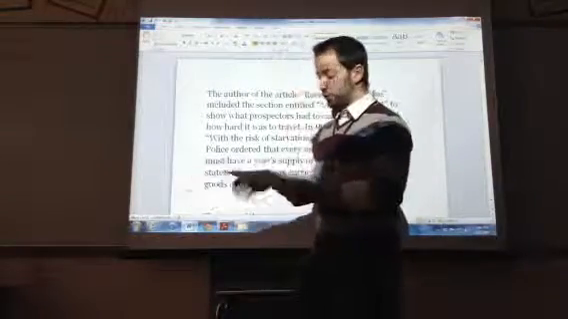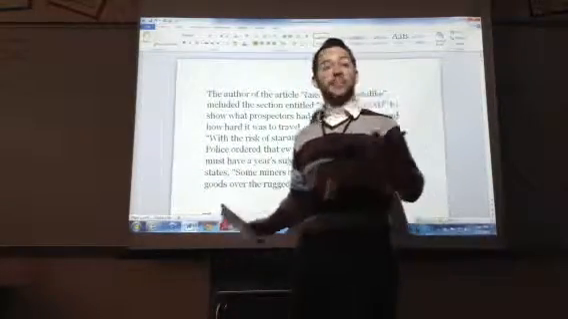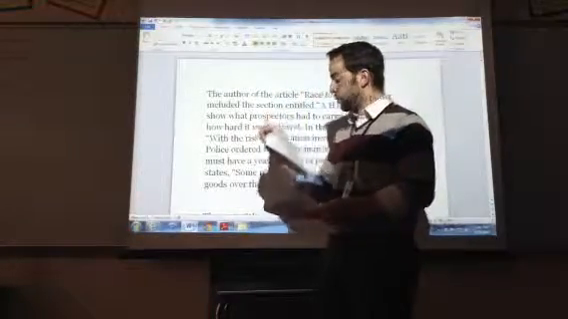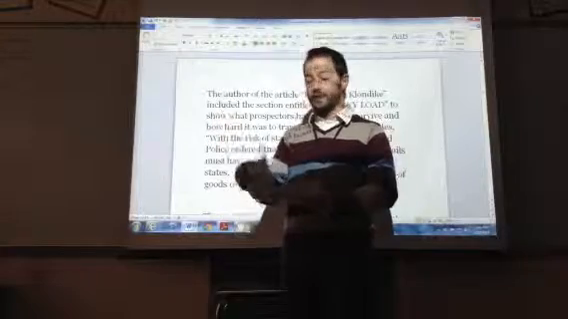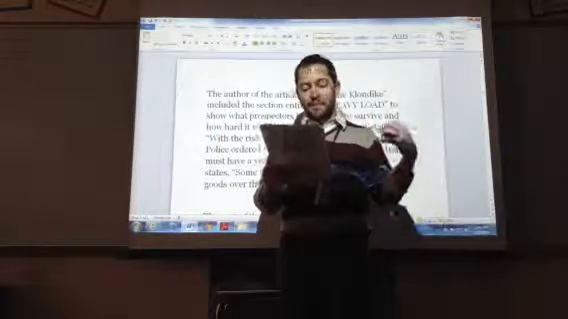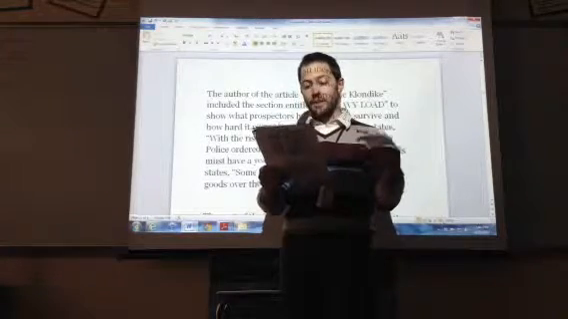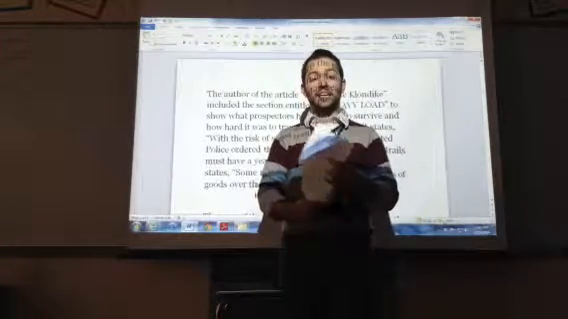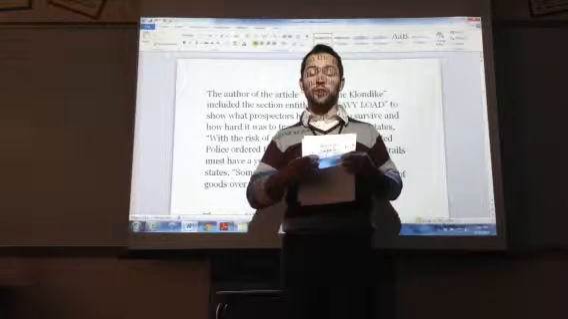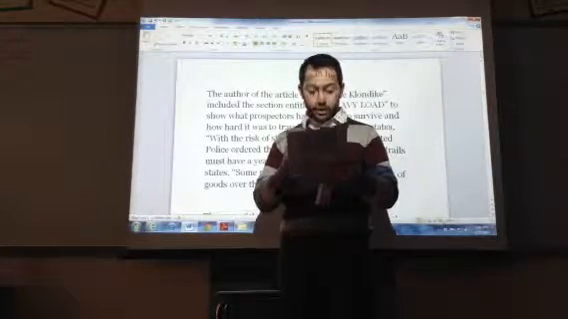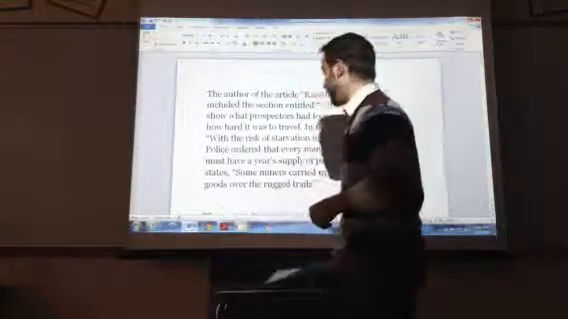So we started with the first one that had to do with a text feature that appeared at the end of the article, A Race to the Klondike by Lester David. So here's the question. Explain why the author of the article, Race to the Klondike, included the section entitled A Heavy Load. That's the text feature that's attached to the end of the article. Use two details from the article to support your answer.